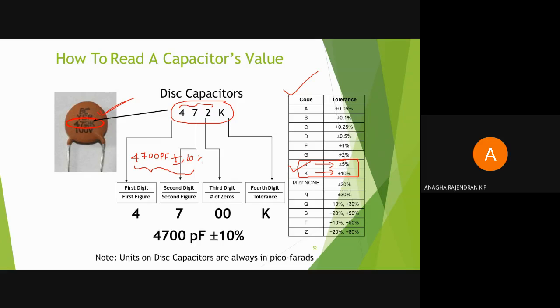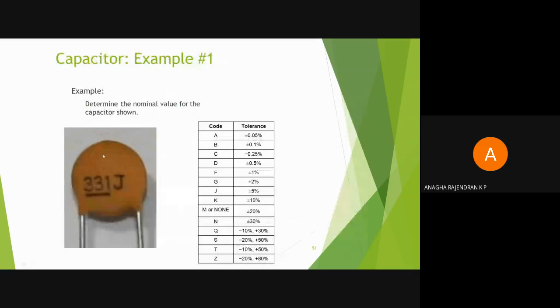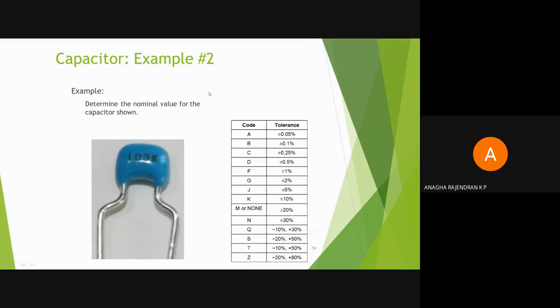Then another example. This is another disk type capacitor, and the numeric coding is 331G. So 331G: 33 we have to put, and after that the third digit is 1, so we have to put 10 here. And the J corresponds to plus or minus 5% tolerance. So 330 picofarad plus or minus 5%. This is the value.